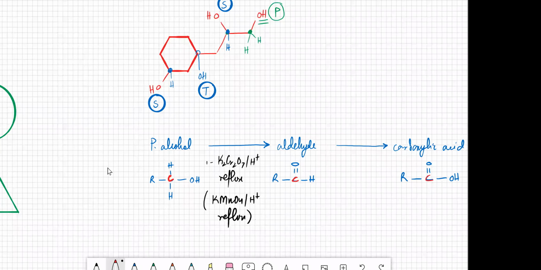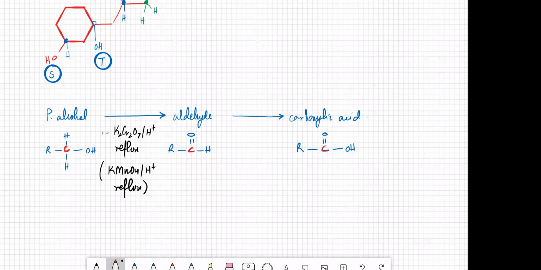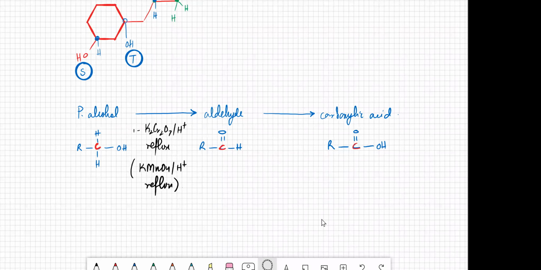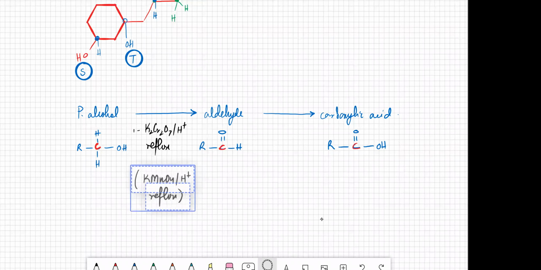So for KMnO4, I'm going to write down the color changes as well. This would be orange to green for K2Cr2O7. Or for KMnO4, it's going to be purple to colorless. Now, if you want to oxidize the substance to carboxylic acid, the same reagents can be used. You can use K2Cr2O7, acidified and reflux.